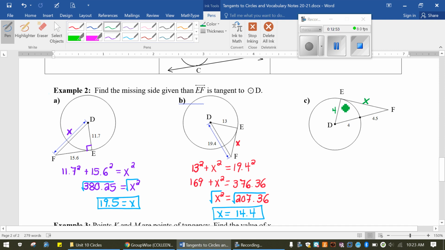So what I have where my right angle is, and I forgot to draw that right angle in B. In letter C, I've got 4 squared plus x squared. That's my a and my b. And then I need my hypotenuse, which means I'm going to need to add those two together. So my hypotenuse will be 8.5.